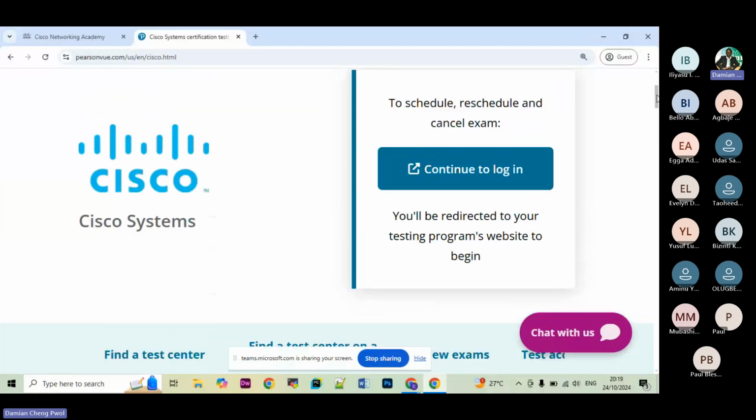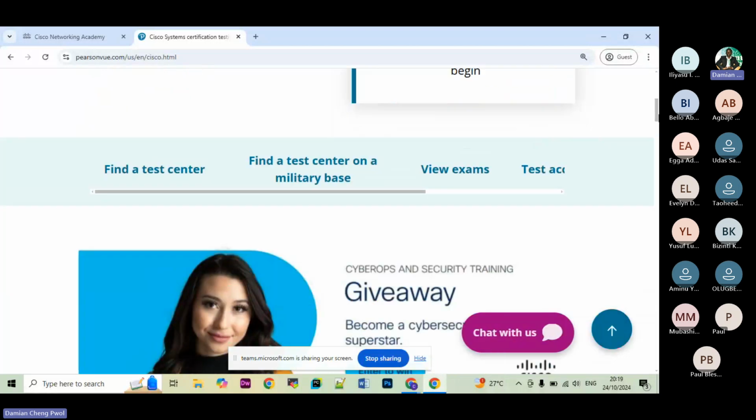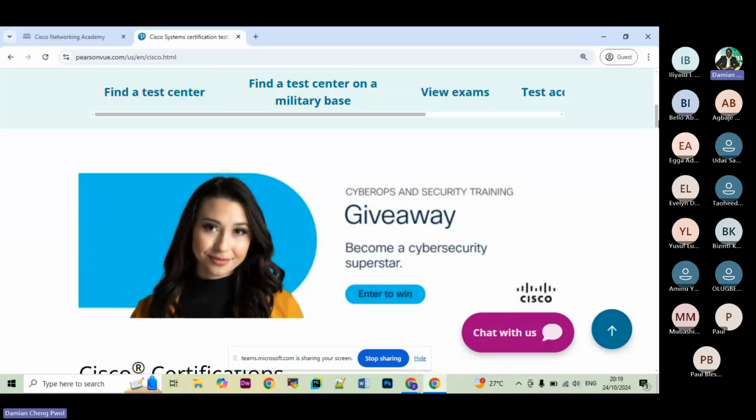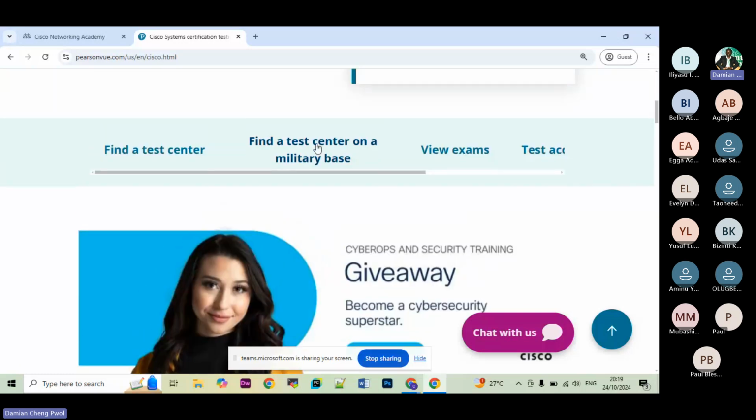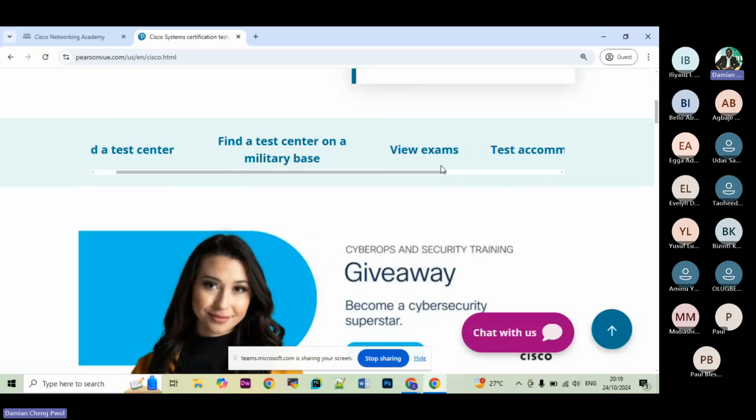So this is Cisco, but you need to also create an account to log in. Probably there are some things that will be hidden to guests. So you need to create an account to log in. So you have find a test center. You can find a test center nearest to you. Find a test center on a military base. View exams, test accommodation. So you can look at these and explore.